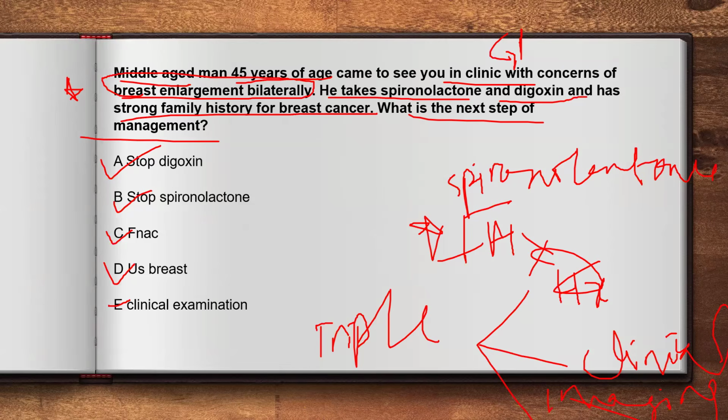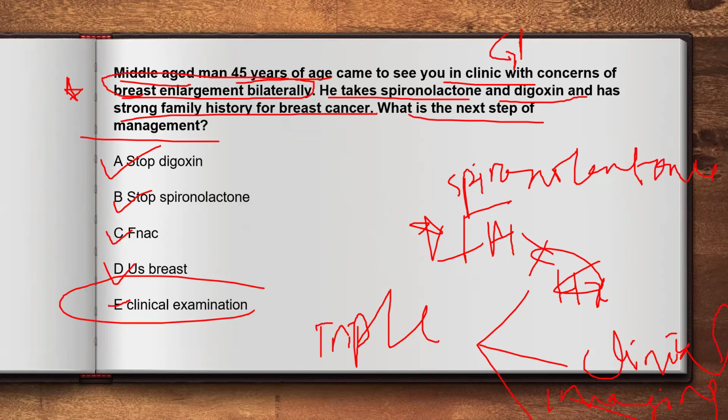You assess whether the bilateral enlargement is uniform or unequal, or whether there is any nodularity to it, or whether there is any mass felt, or whether there is any lymph node involvement. Then you go for imaging. At 45 years of age in males, we do ultrasound, right? We don't do mammography in males, but we do ultrasound. And then on the findings of the ultrasound, you refer the patient for fine needle aspiration cytology or core biopsy.